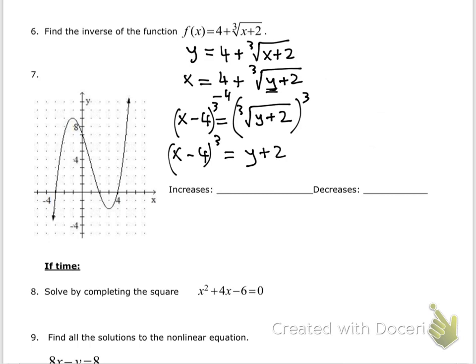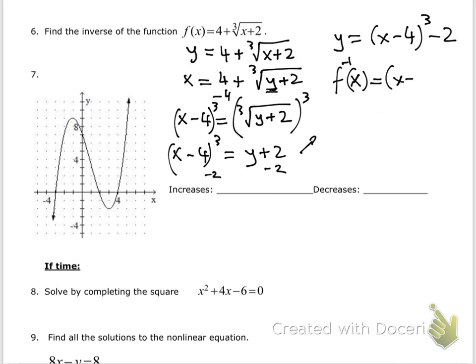Okay. So finally subtract a 2. Let's subtract a 2 from both sides. Let's go up here to write it. We will have y equals x minus 4 cubed minus 2. But in function notation, we write f inverse of x equals x minus 4 cubed minus 2. And that's the answer. That's the inverse.